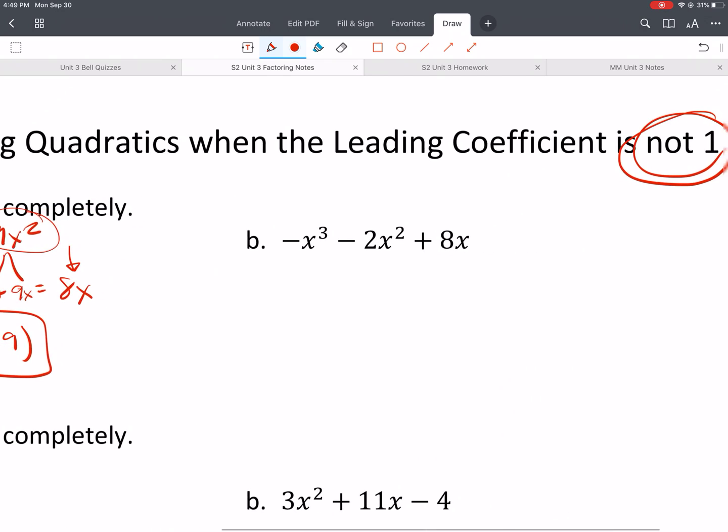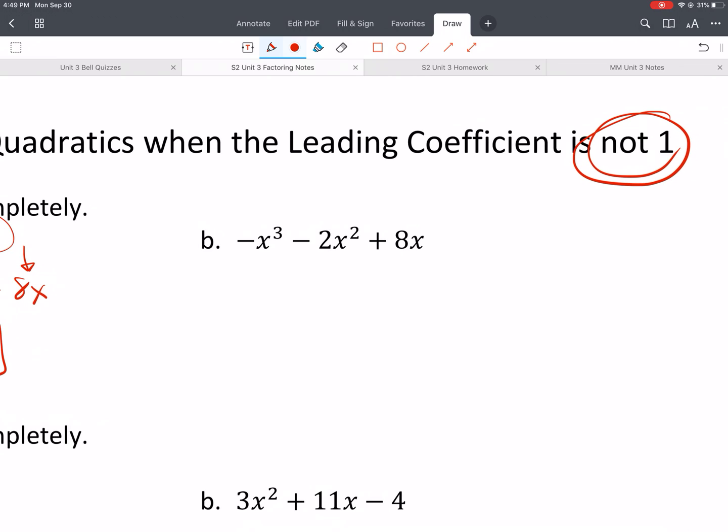Okay. Here we also talked about taking out the greatest common factor so that we can have a equals 1. So here we could take out a negative x from all three terms. That would give us negative x times x squared plus 2x minus, no, minus 8. Sorry. Okay, so we're just dividing all of this by a negative x.